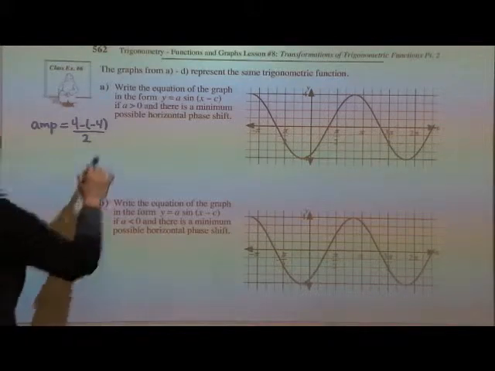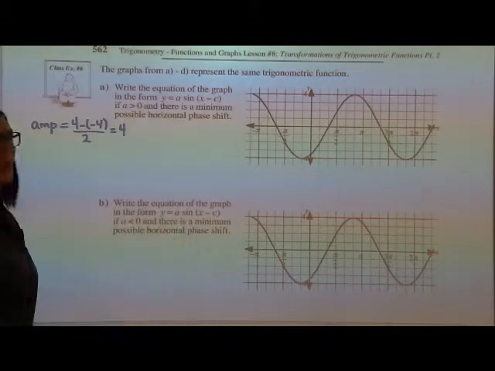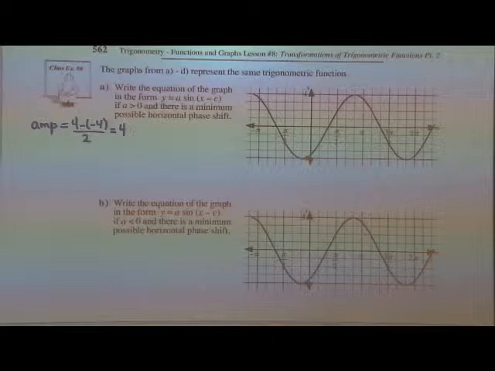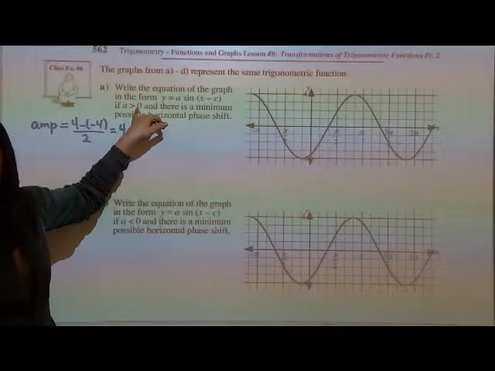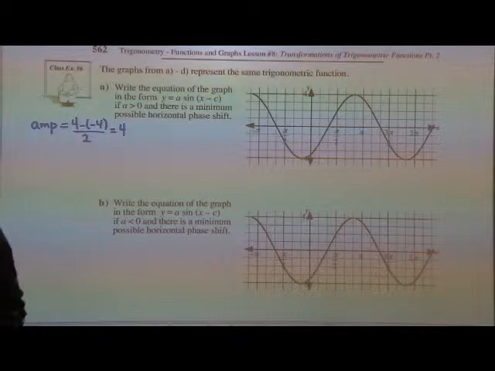4. Is the amplitude going to change between the 4 graphs? No, it's always going to be 4. How I write it differs because if A is less than 0, it's now a negative 4, but the amplitude is still 4. Okay? The period.